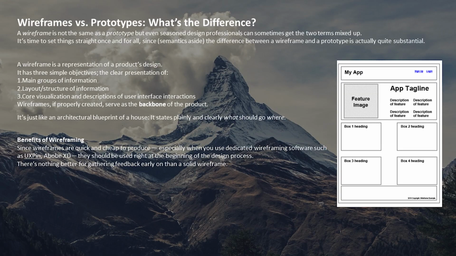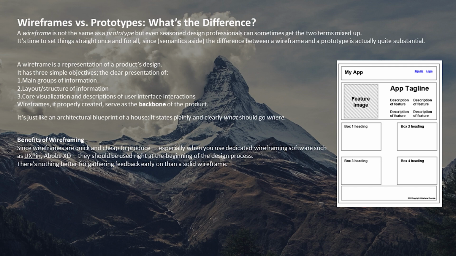The wireframe tends to just look at the solo sort of functions of each page or how your idea would work. So when we're looking at wireframes, we've got three simple objectives: our main groups of information, our layout or structure of that information, and then our core visualization. So what we're looking at is a descriptive term of the interface. So we're not having design elements such as imagery, text types and font types. We're more looking at structure and layout to determine whether or not that's going to work for our end result.